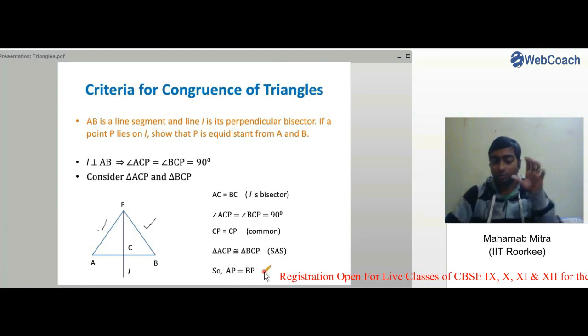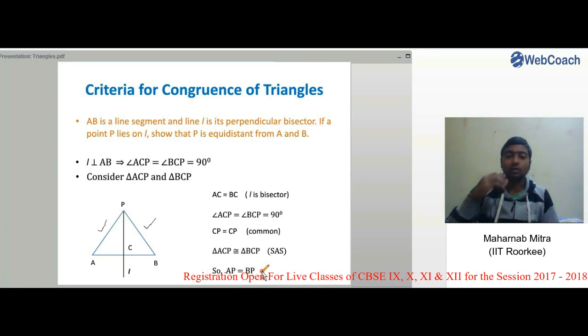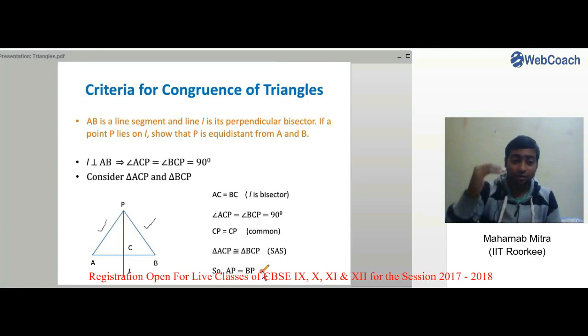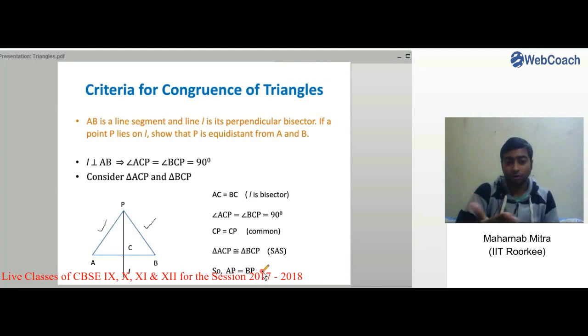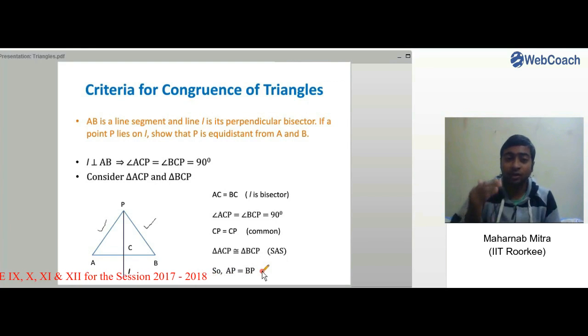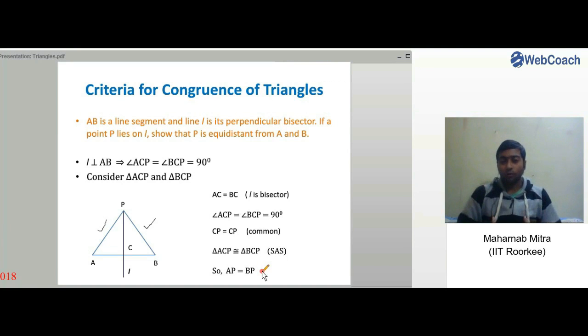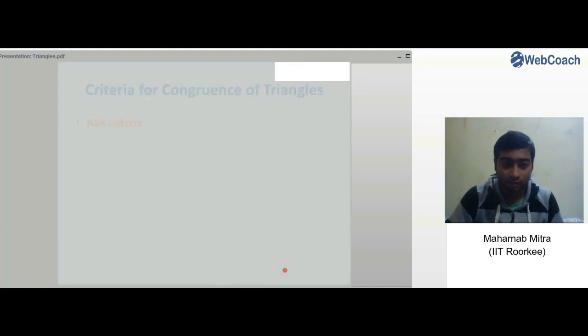So you can see we have proved that AP equals BP, or we have proved that the distance of P from both the points A and B are equal, or according to the question, P is equidistant from A and B. I think you have seen how we have used the criterion for the congruence of triangles, which is SAS, to find out whether a point given on a perpendicular bisector is equidistant from the line segment or not, right?